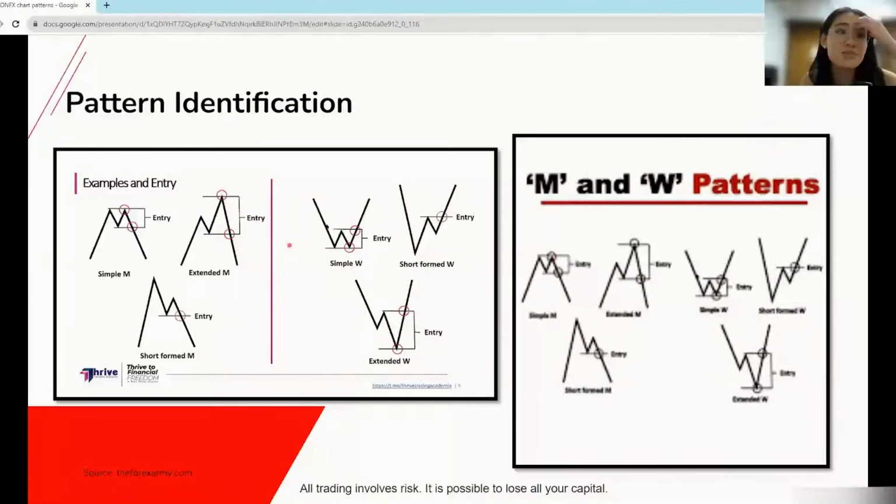You can see that instead of our simple M, we also have extended M's and short-form M's. Instead of the simple W, as we mentioned earlier, which would be our reversal patterns, we now have extended W's and short-form W's as well. They're slightly more complex to understand, but once you do, they can be spotted really easily.